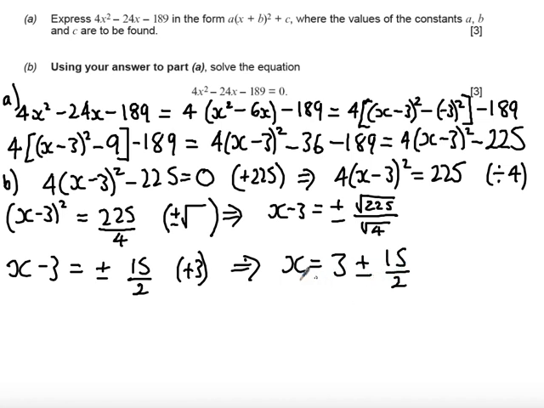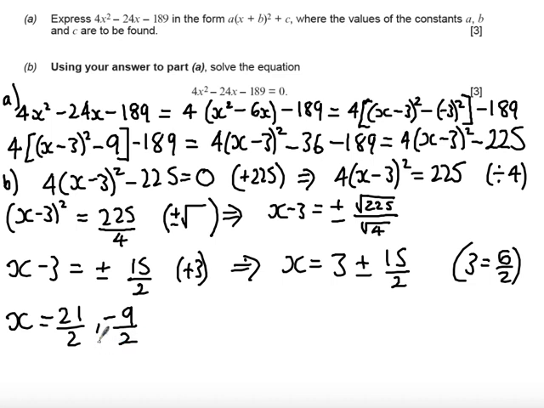Now, finally, let's just finish this off then. Let's do 3 plus 15 over 2. So remember that 3 equals 6 over 2 if you write it as fractions. So I get 6 over 2 plus 15 over 2 is 21 over 2. And if I do 6 over 2 minus 15 over 2, I get minus 9 over 2.